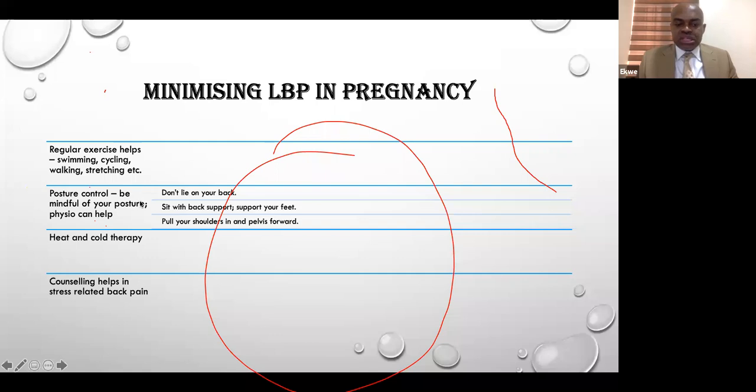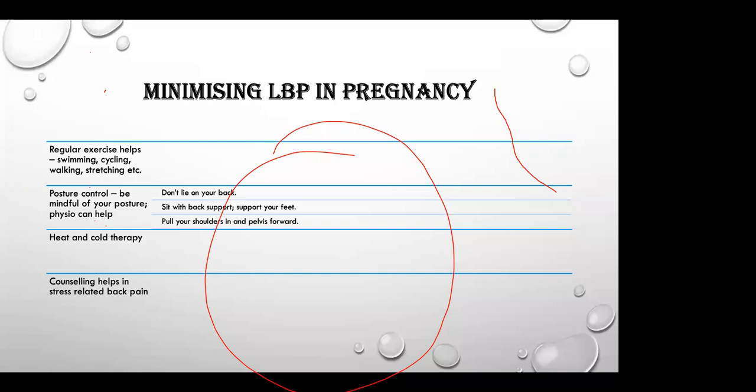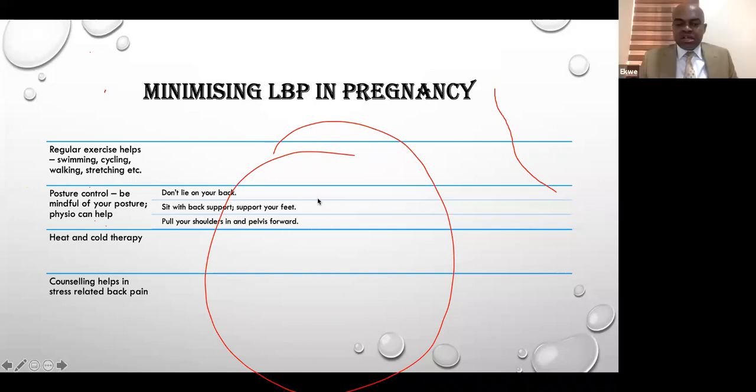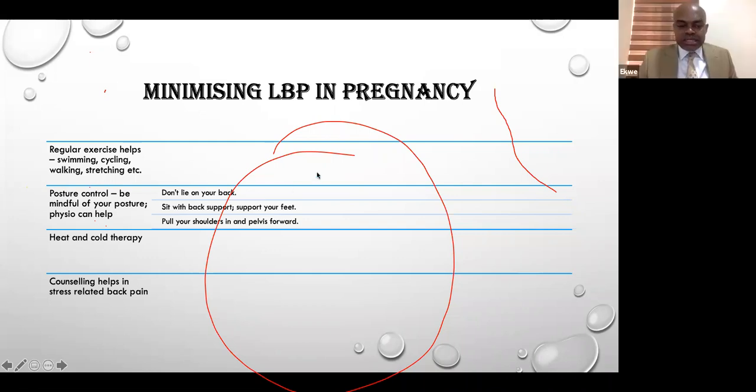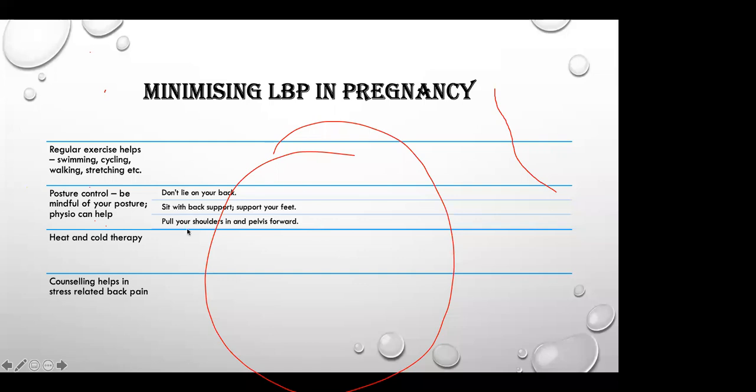Posture control is important, especially because, like I said, the tummy tends to push the patient forward. The patient just strains the muscles of the back to try and maintain a posture instead of pulling themselves in to straighten their spine. So that can strain your back over time. So sit with back support. When pregnant, sit with back support, support your feet. Don't lie on your back, especially when the baby bump becomes bigger. Apart from the fact that the pressure of the uterus can press on the big vessels and make you faint, there is also the fact that the weight can strain your back. So lie on your side with a pillow in between your legs. That's what is advocated. Pull your shoulders and pelvis forward so that you maintain a good posture when you are walking.